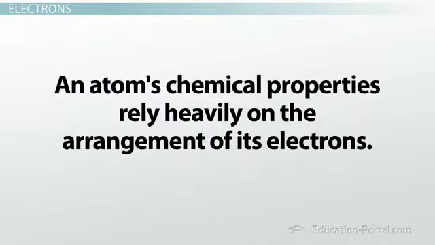An atom's chemical properties rely heavily on the arrangement of its electrons. So before we can discuss just how its chemical properties can be predicted, we first need to learn how the electrons in an atom are arranged.